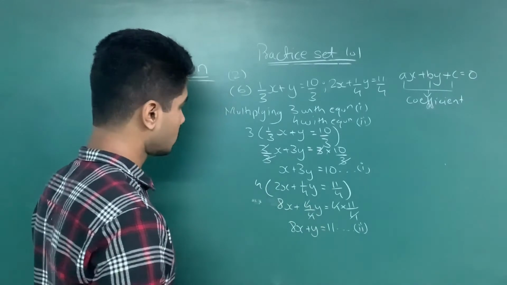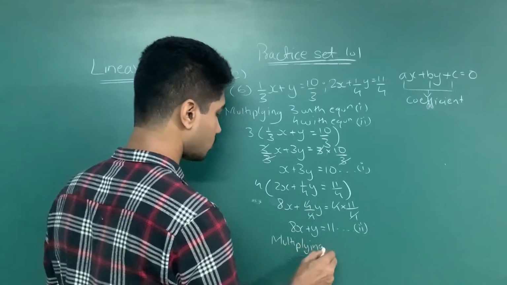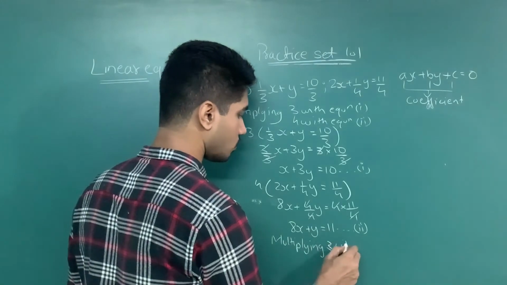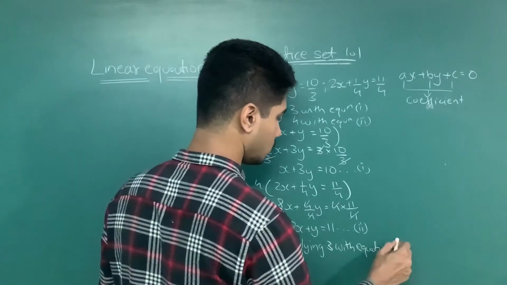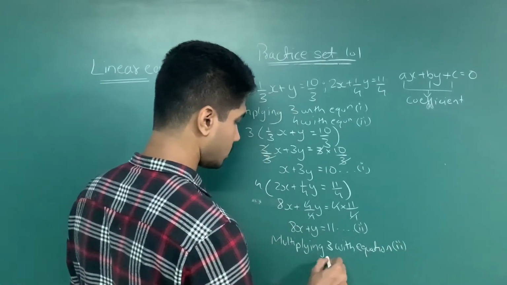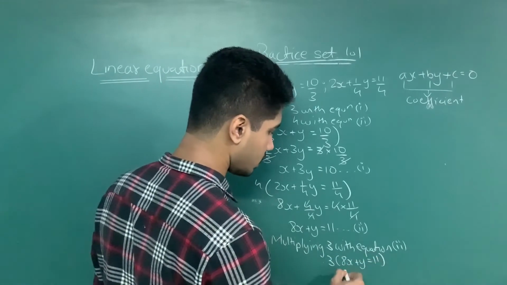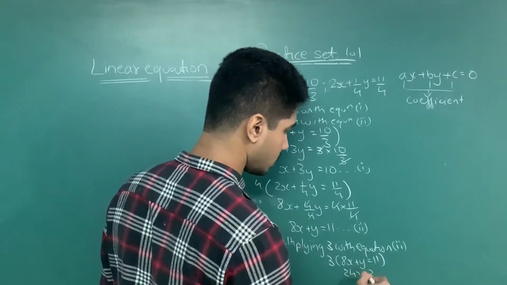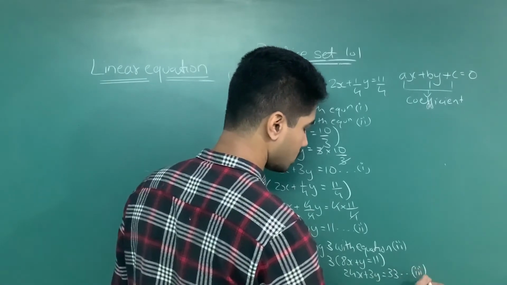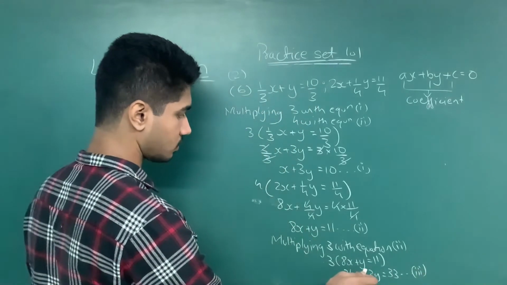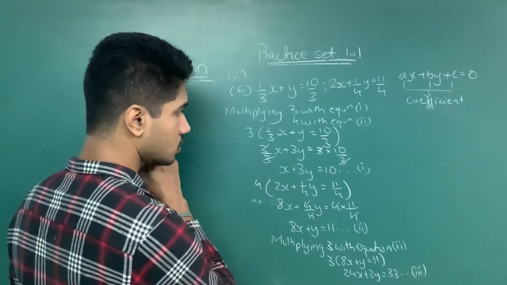3 is the smallest number. So multiplying 3 with equation 2. So you get 3 into 8x plus y is equal to 11, and you get this as 24x plus 3y is equal to 33. So let this be equation number 3. Now you can see the coefficient of y is the same. So now you can subtract.